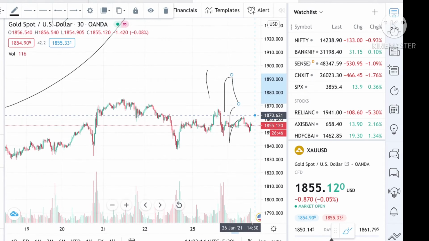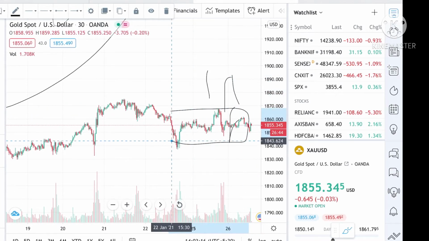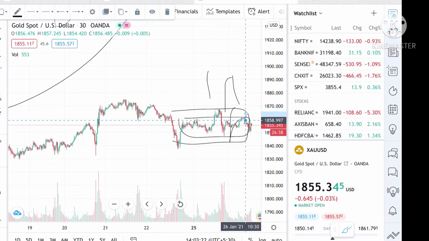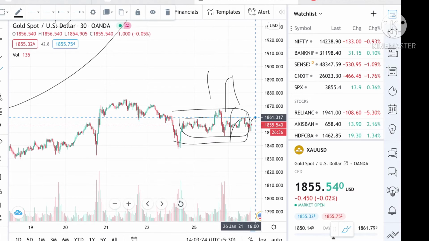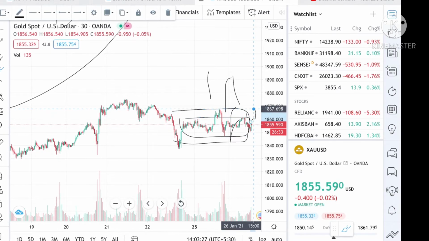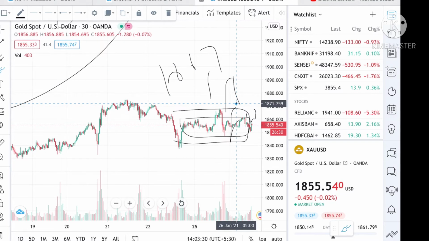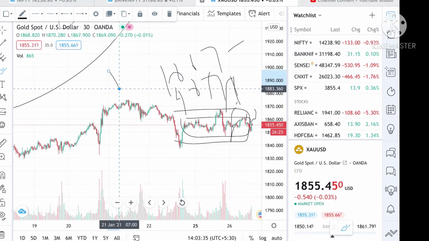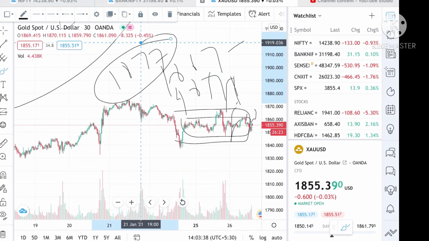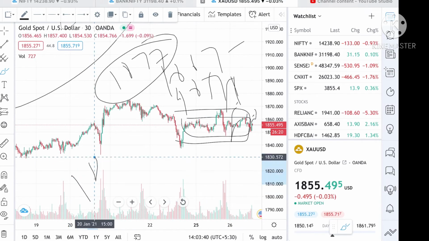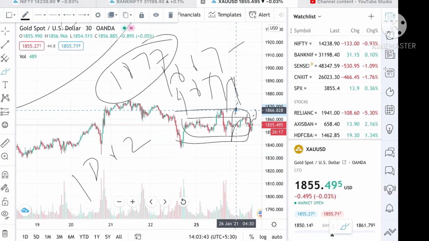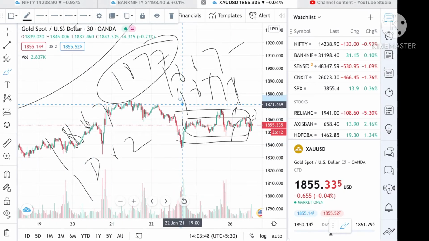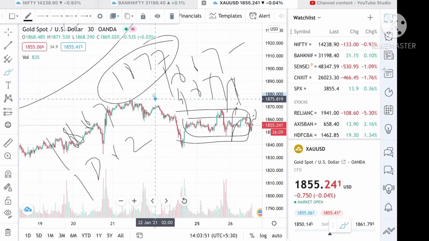So what I would suggest, if the trend is in, see, I'll show you. It is moving in this particular range. If 1858-61 is crossed, then there are high chances it can touch 1867. Then it can go to 1871, and there are high chances it can touch 1877. So these are some support points. The resistance points I have already told you: 1862, 1861 or 62, 1867, and 1871 and 1877.